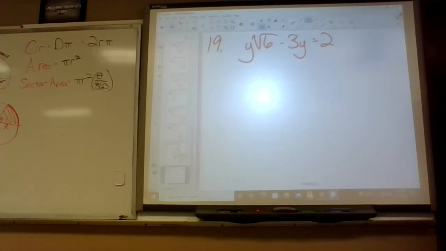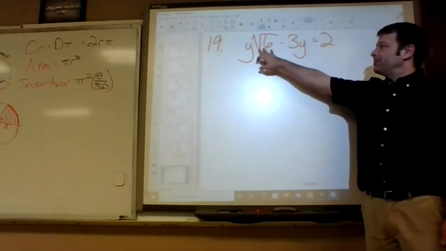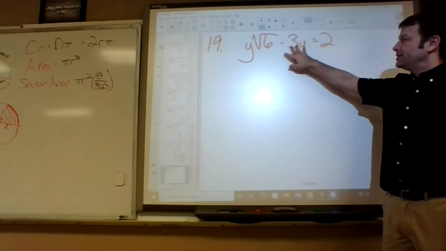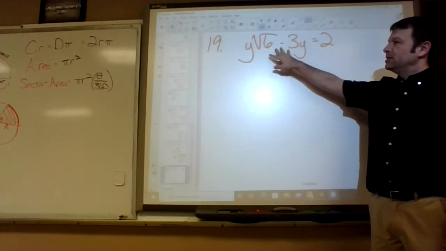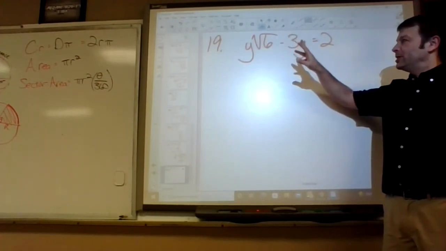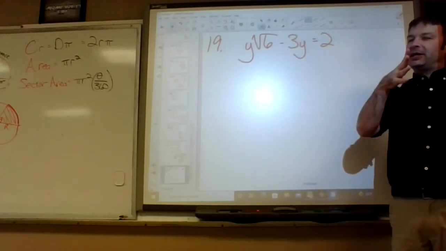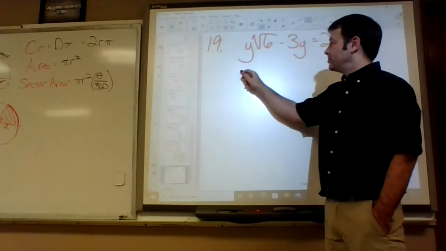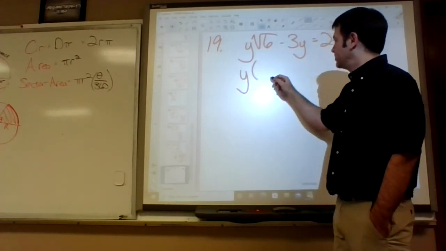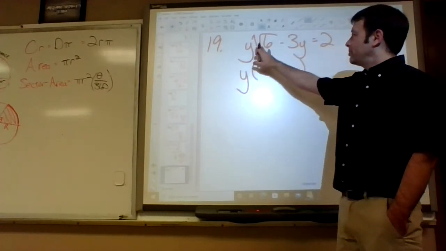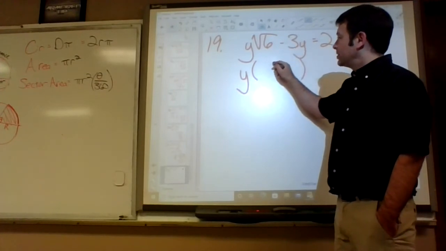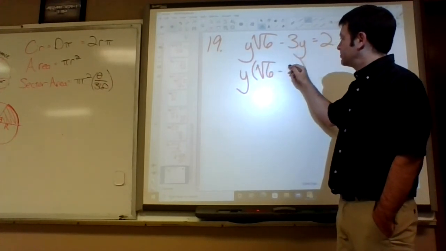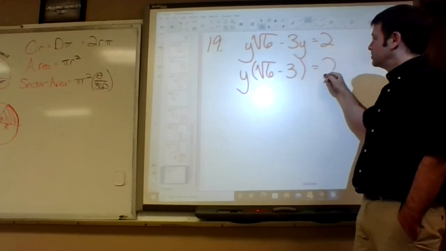Okay, so I noticed that both my terms have a y in them. I'm not gonna divide by y. What I'm gonna do is factor the y out. Do you guys remember taking stuff out from factoring? We've done it before. We're gonna take a y out of both of these. So that's gonna leave me with square root of 6 minus 3, like that.